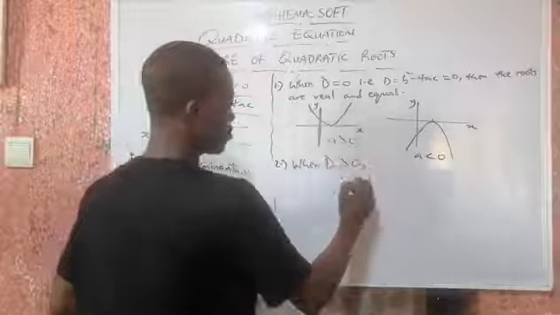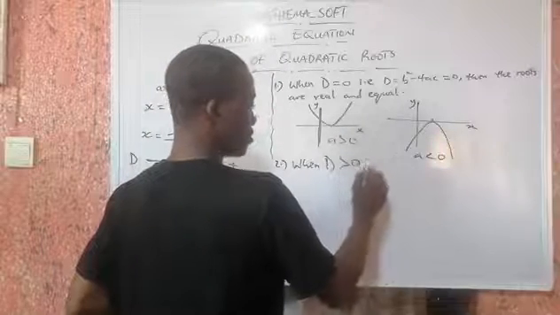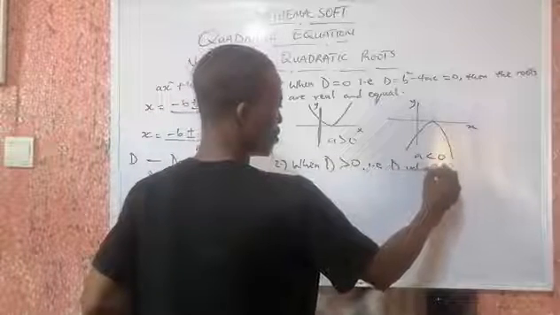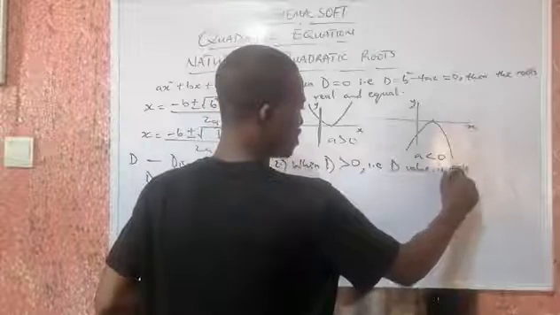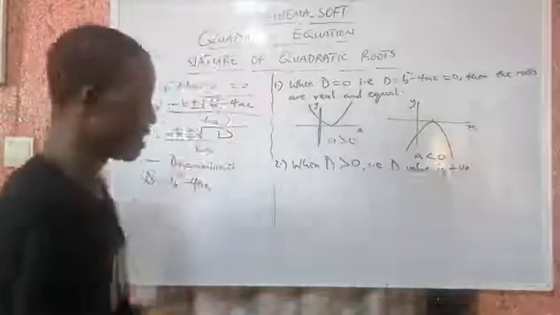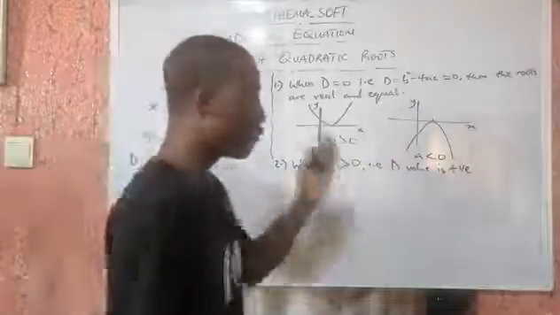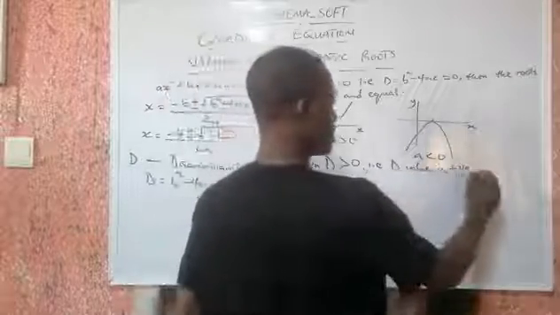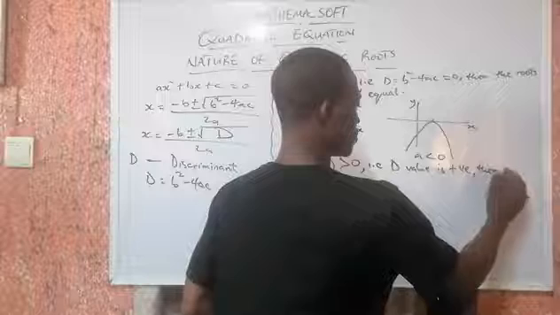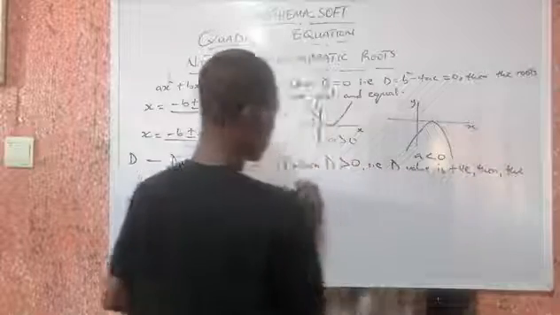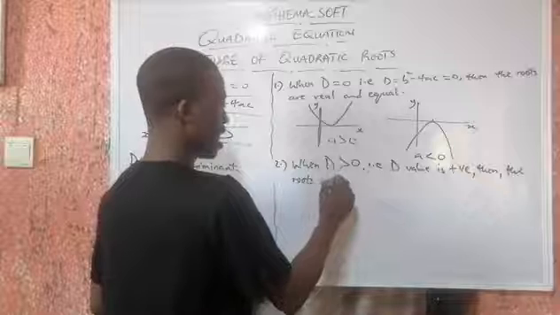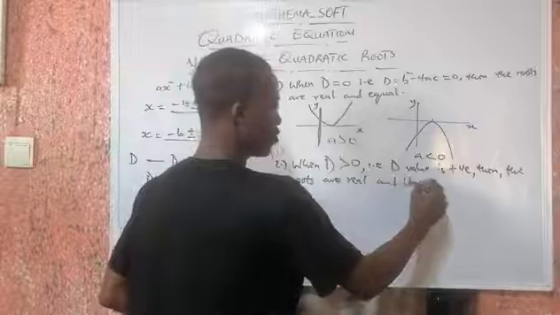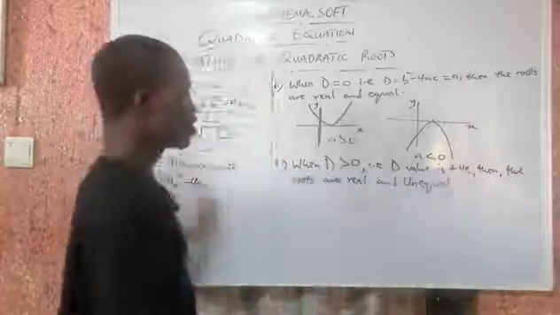So the second condition is when d is greater than 0. We say the value of d is positive. So the value of your d will be a positive value. Of course, every positive number is greater than 0. So the value of d will definitely be positive here. Then the roots are real and unequal.